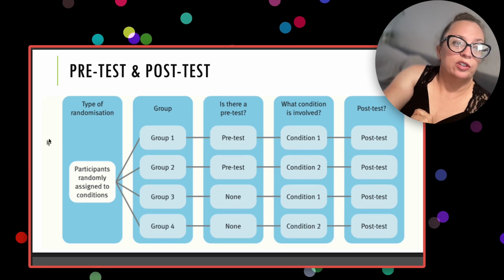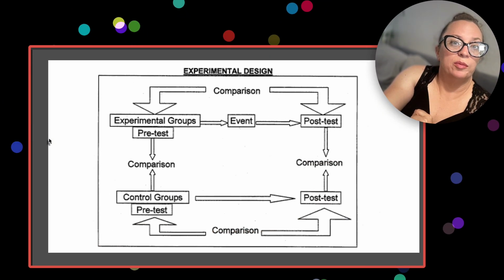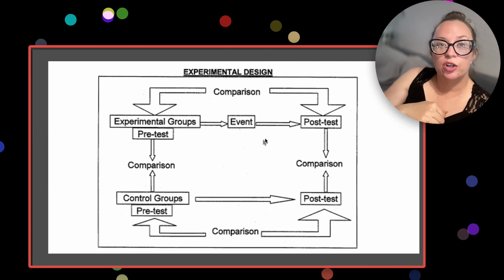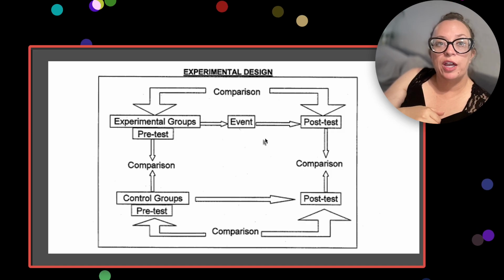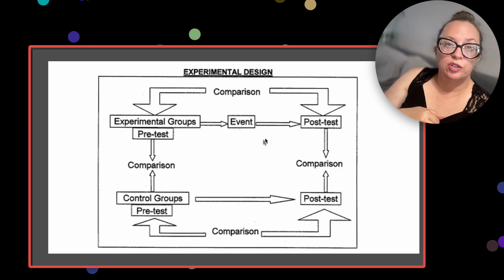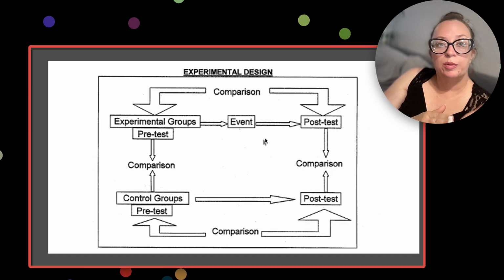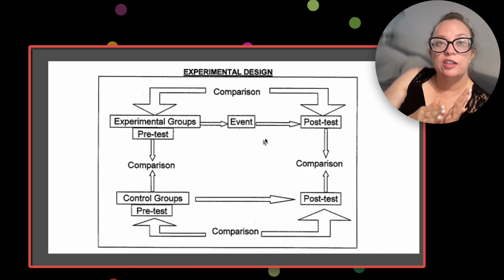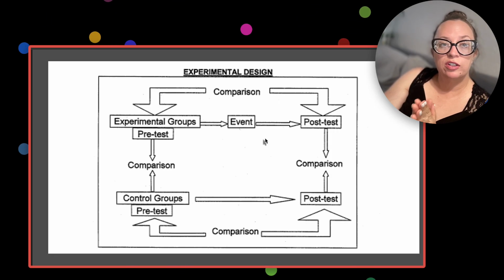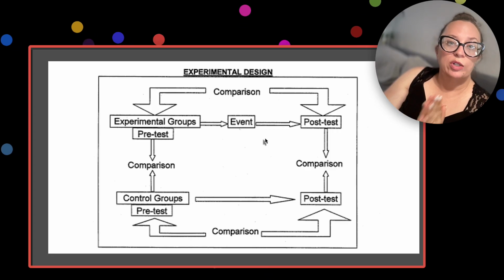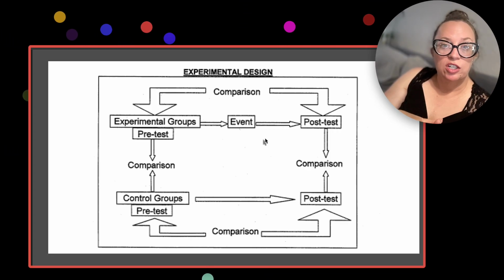Yeah, multiple variants. All right. I think this helps as well, sort of a flowchart of these things, comparing the experimental group to the control group. So on the left here, we have experimental groups, and then our event, and then the post-test comparison. Control groups won't receive this, right? They won't receive the condition.